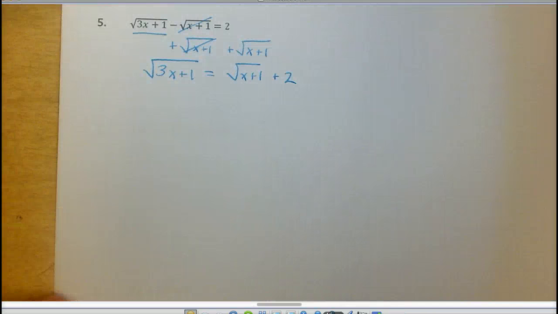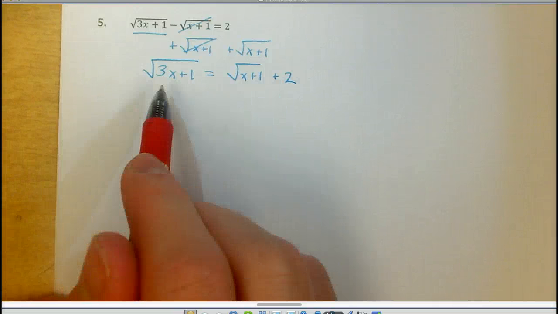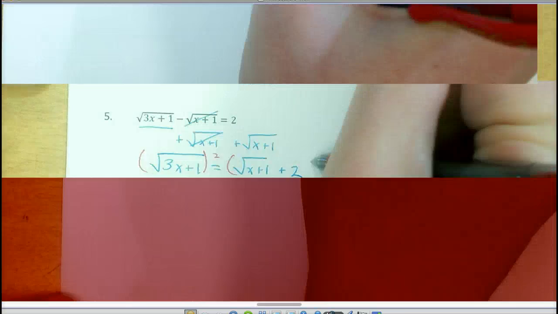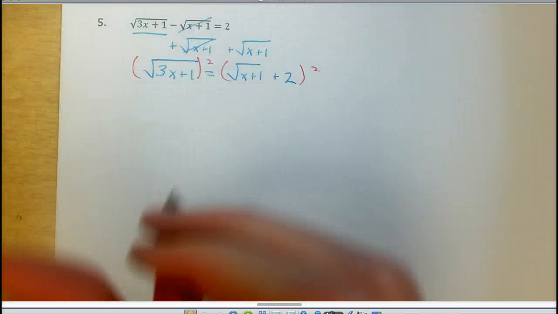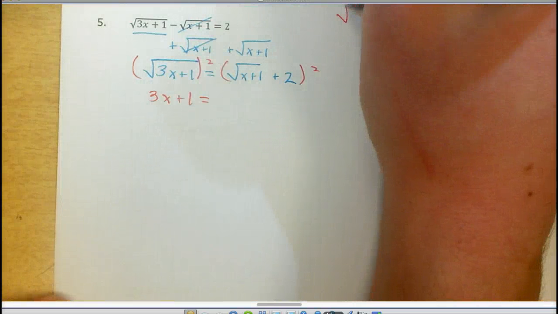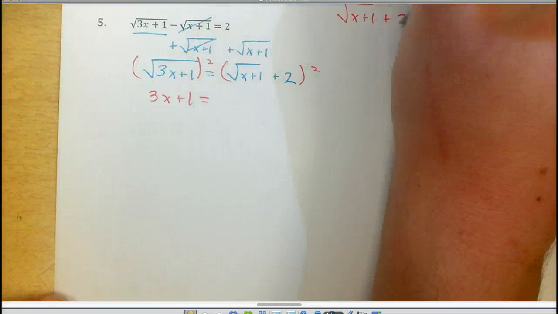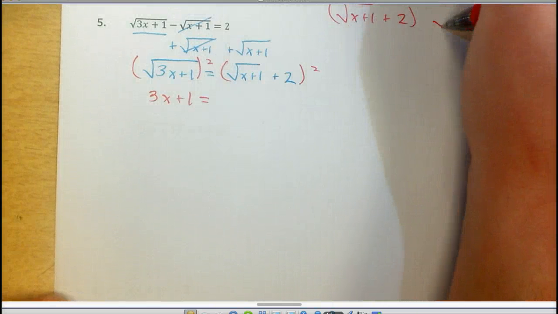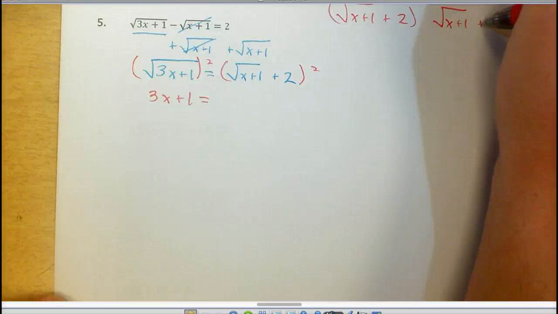Okay, so now I need to get rid of this first radical on the left side by squaring both sides. So square here and square here. On the left side, it's just 3x plus 1. On the right side, let's work that out and see what we get. So radical x plus 1 plus 2 times itself.